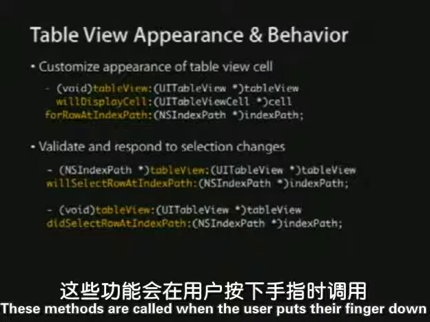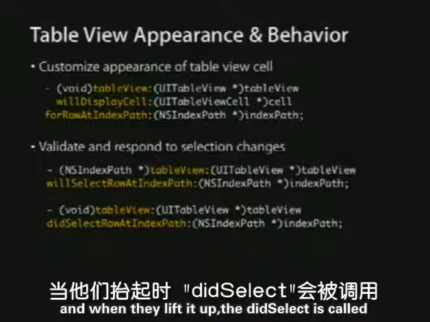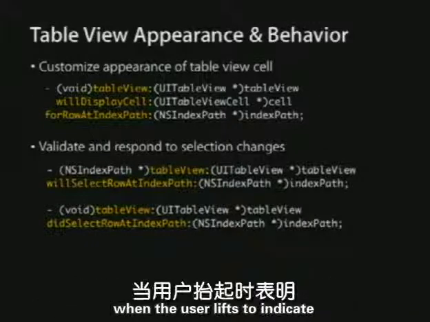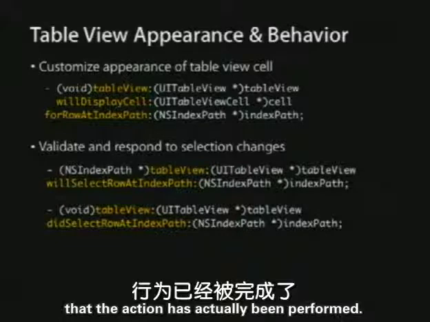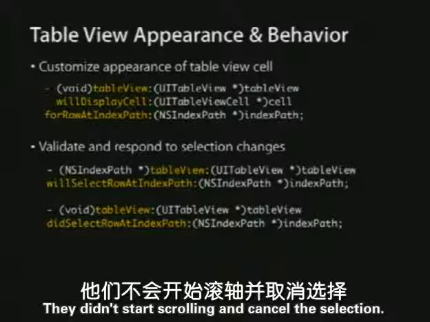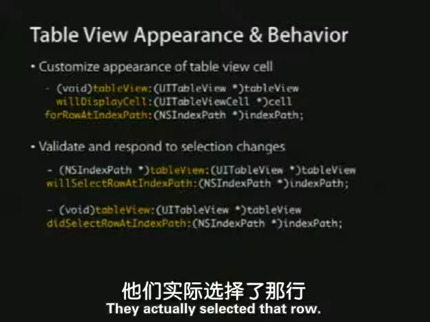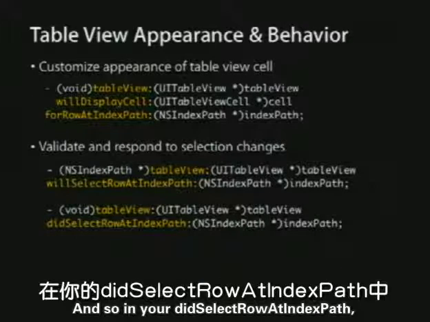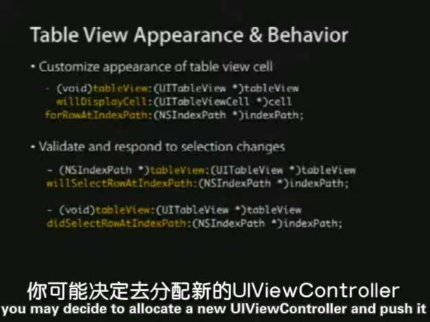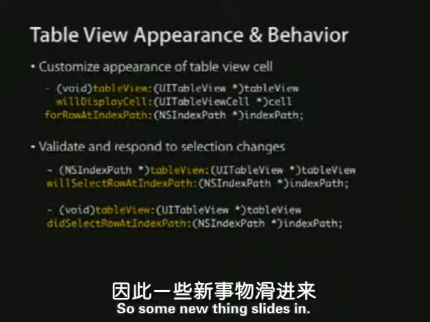These methods are called when the user puts their finger down and when they lift it up. The didSelect is called when the user lifts to indicate that the action has actually been performed. They didn't then start scrolling and cancel the selection. They actually selected that row. And so in your didSelectRowAtIndexPath, you may decide to allocate a new UIViewController and push it on self.navigationController, so some new thing slides in.